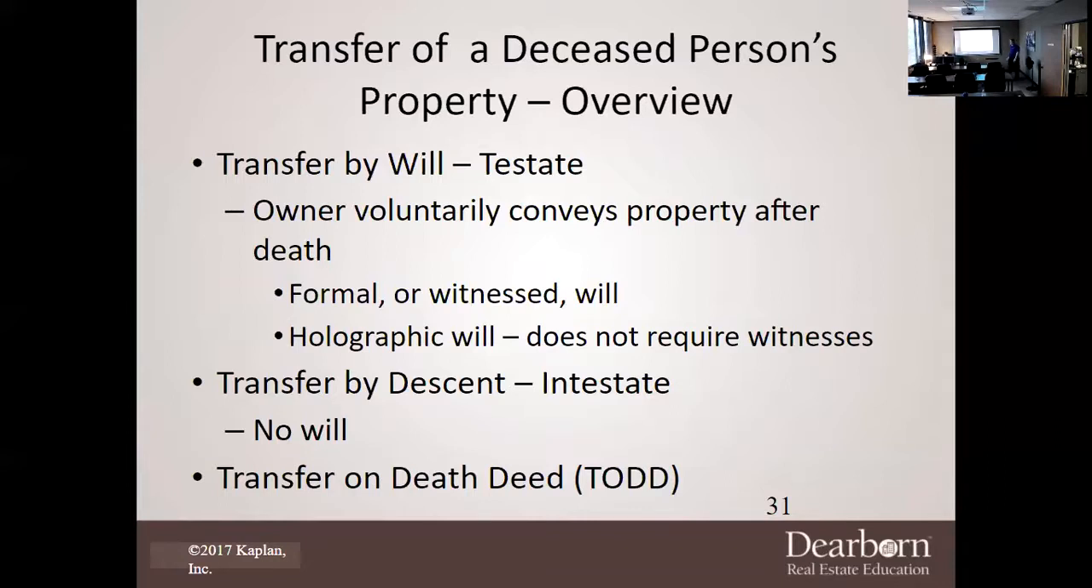Now we're moving into transfer of property based off of a deceased person. You can transfer property by will. So Miss Linda, when you pass away, you could transfer your possessions to your children, and that is done by using a will. It is done voluntarily because the owner voluntarily conveys that property after their death. A formal or witnessed will is the most normal, but sometimes there can be a holographic will, which is basically a video recording.